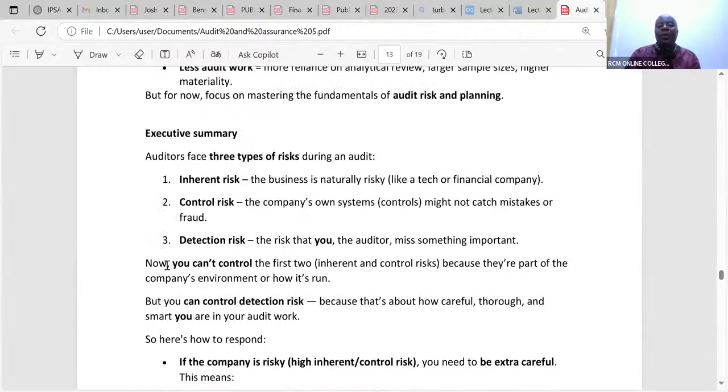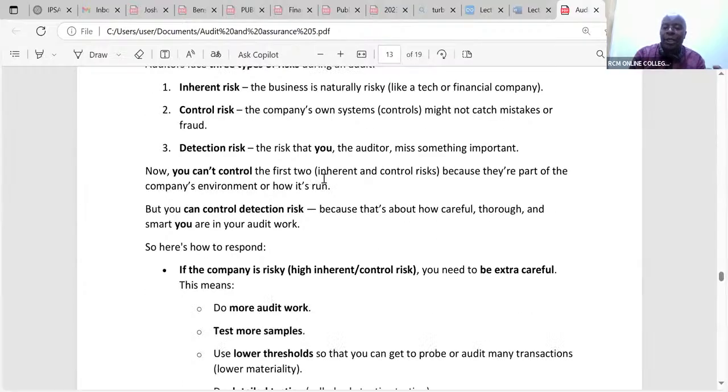Executive summary. Auditors face 3 types of risks during an audit. Inherent risk: the business is naturally risky, like a technology or financial company. Control risk: the company's own systems might not catch mistakes or fraud. Detection risk: the risk that you, the auditor, miss something important. Now, you can't control the first 2 as an auditor, inherent and control risks, because they are part of the company's environment or how it is run. But you can control detection risk because that is about how careful, thorough, and smart you are in your audit work. So here is how to respond.